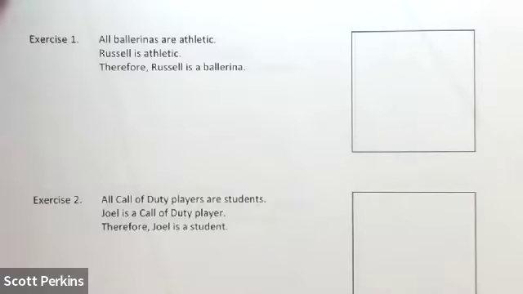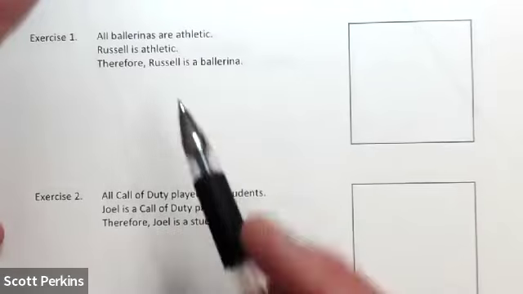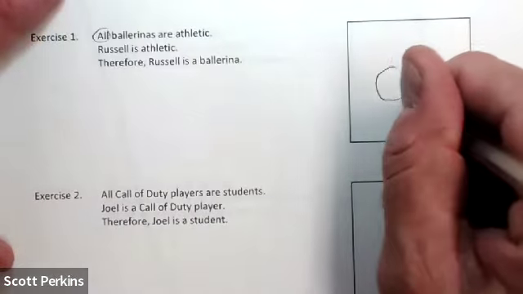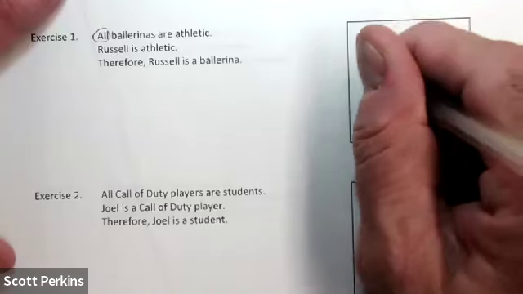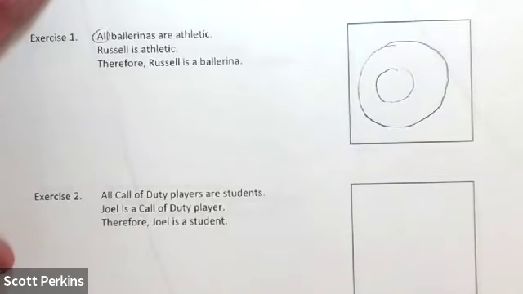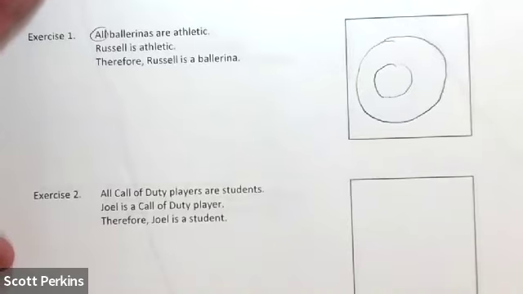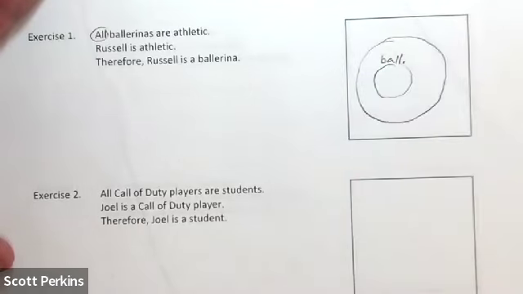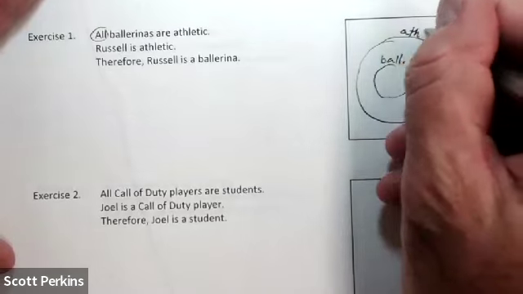All right, so exercise one up at the top of the page says, all ballerinas are athletic. Okay, so it's an all statement. So an all statement automatically means I'm going to have one circle that is inside the other circle. So here it is, like that. What's going to be the smaller circle? Ballerinas. Yes, that's the category that's right next to the all statement. So if you're a ballerina, I'm just going to abbreviate B-A-L-L, then you are in the circle of athletic things.